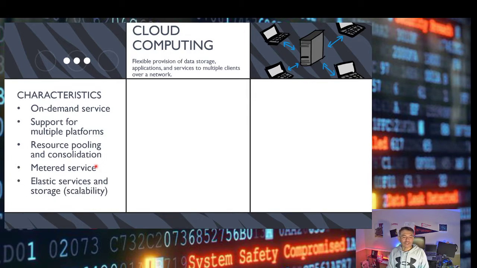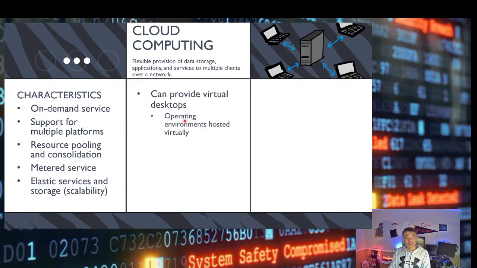Elastic services and storage, meaning it is scalable. You can increase the resources, by that I mean memory, CPU, storage quantity for your servers running in the cloud whenever it is needed. And that allows you to pay only for additional storage when it is needed. And if you don't need the additional storage anymore, you can remove it, and thus save money because you will not be paying for the same amount of storage anymore. Now, it can provide virtual desktops as well. The cloud computing environment has the ability to deploy virtual desktops.